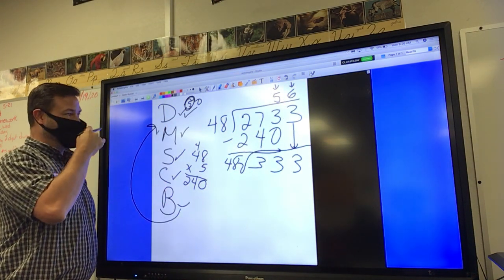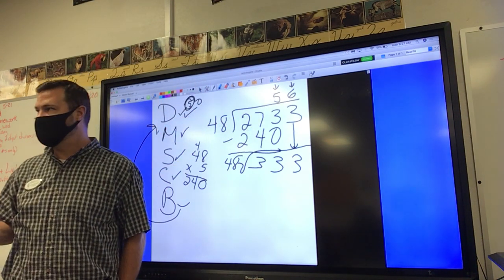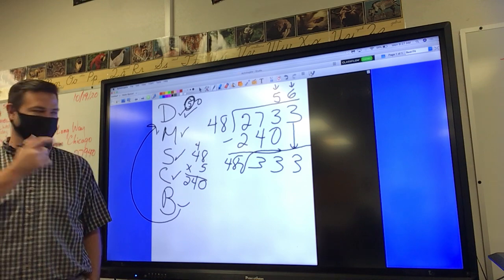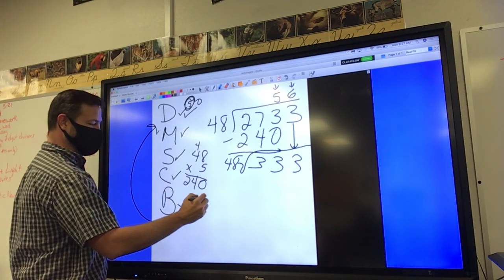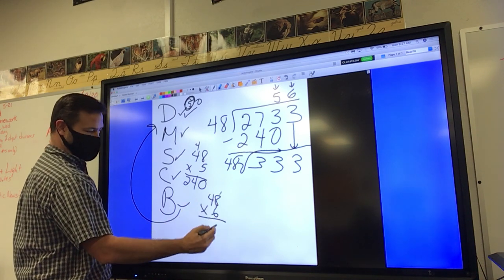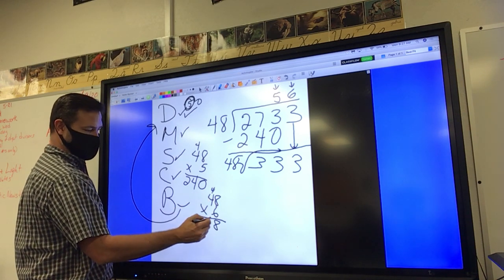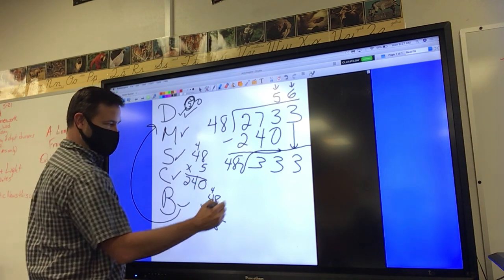So now I'm going to multiply what I just wrote down. I'm going to multiply 6 times what? 48, because I'm dividing by 48, not 6 times 5, 6 times 48. So I got to come over here and do this problem again. 6 times 8, 48. 6 times 4 is 24 plus 4 is 28, 288.